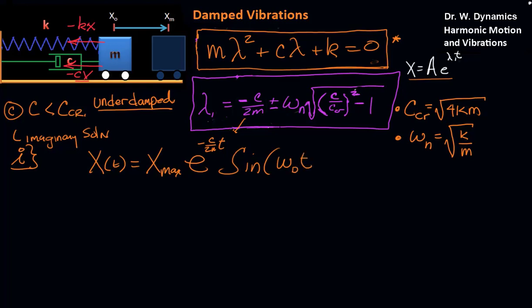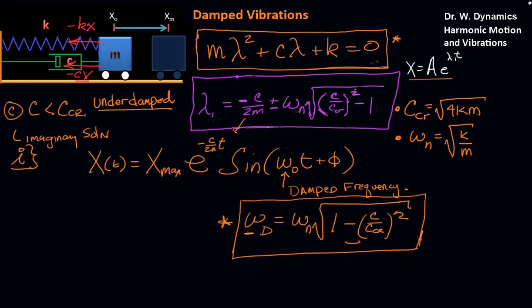Sine of omega d t plus phi. And omega d is our damped natural frequency. And we get our damped frequency from this radical up here, which modifies the natural frequency. And these have switched place because the process of bringing in an i here will reverse those. That's how we deal with that imaginary root that we have.